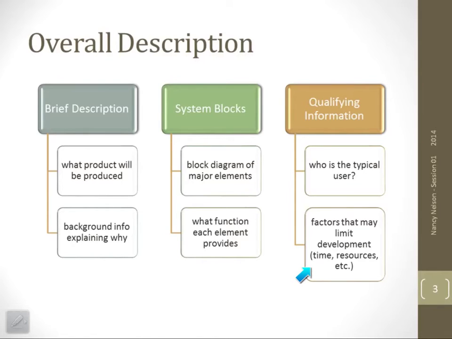The last thing that we're going to see in the overall description is a list of things that might inhibit our success. So it might be time constraints, it might be equipment constraints, it might be people constraints. There are a number of things that might interfere with the progress of a project, and so we're doing a little bit of a risk analysis here.